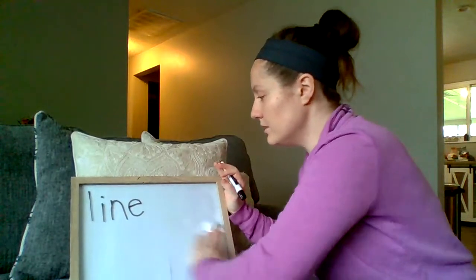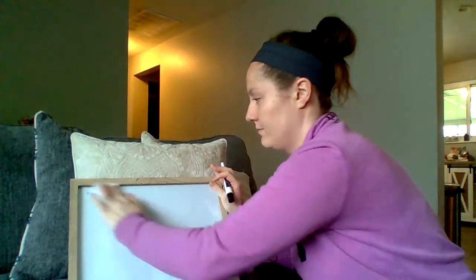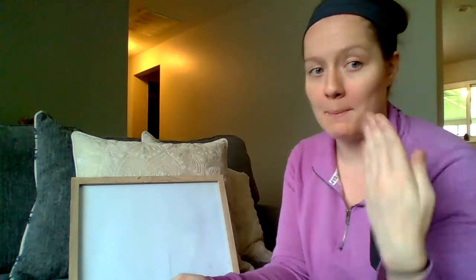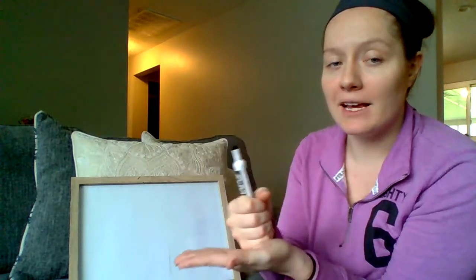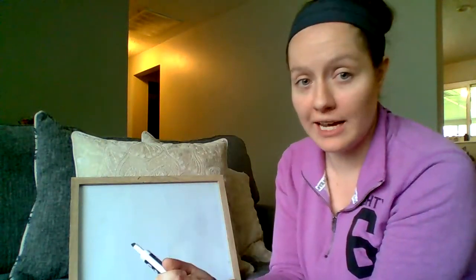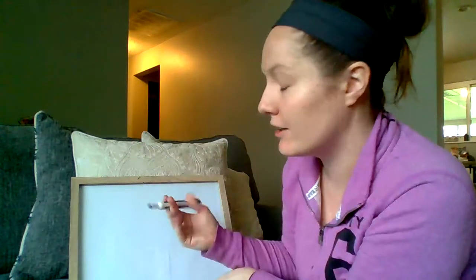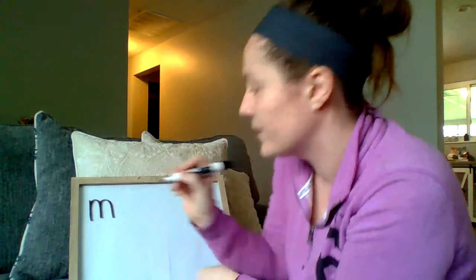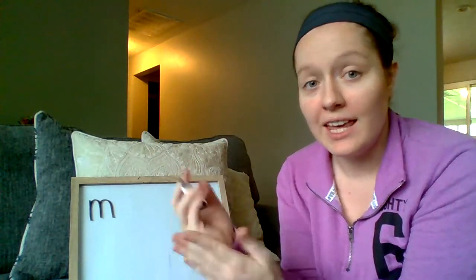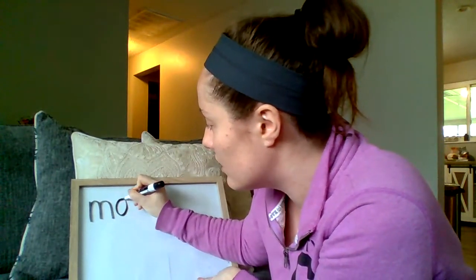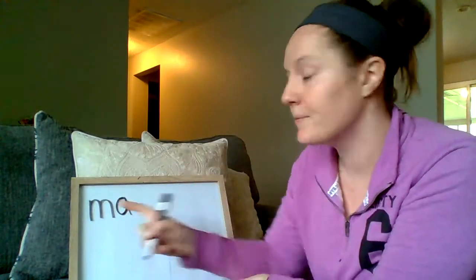Next word. Our next word is the word make. Say it with me. Make. Say it without me. Pound it out. Make. M, A, K. Make. First sound is M, letter is M. Next sound is A, letter is A. Think in your head, is that a long A or short A?